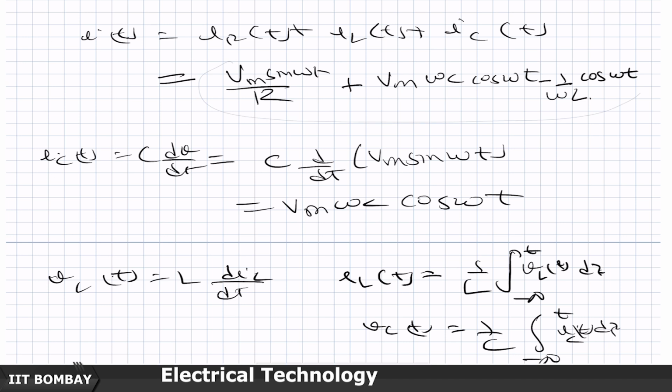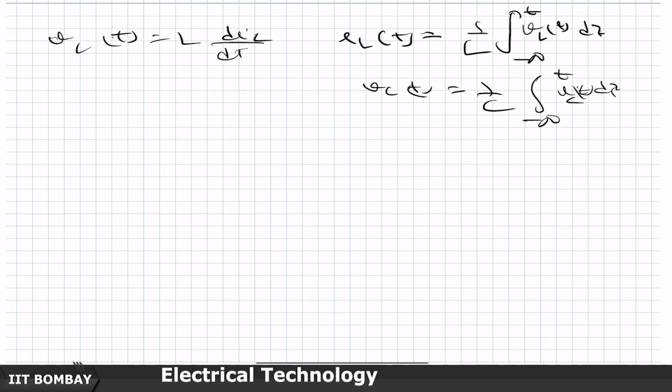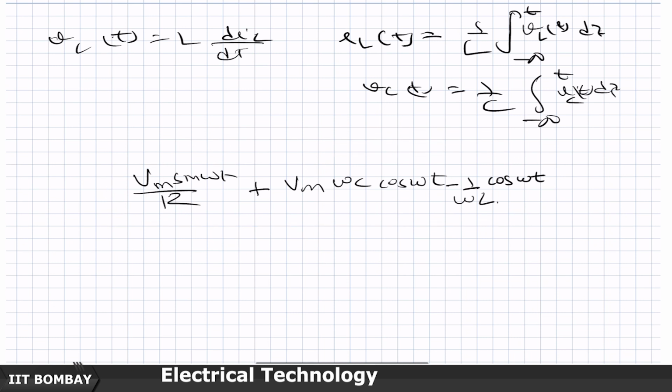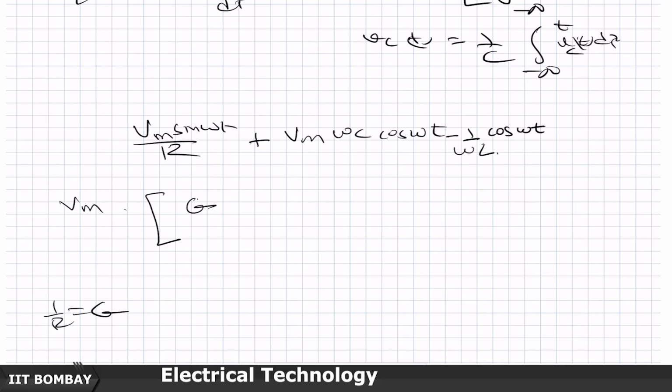And if you simplify this further, you can take Vm common out and then write it as 1 by R. So 1 by R, let me call it G, the reciprocal of the resistance, the conductance G, plus G times of sine of omega t plus omega C minus 1 by omega L times cos of omega t.